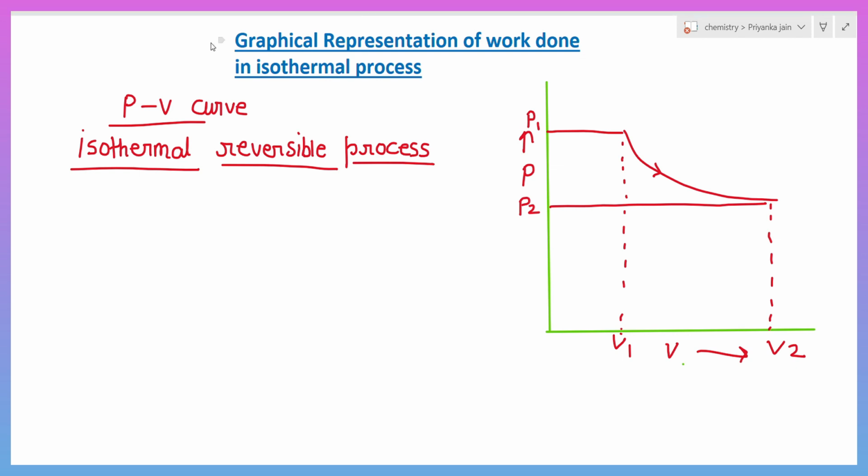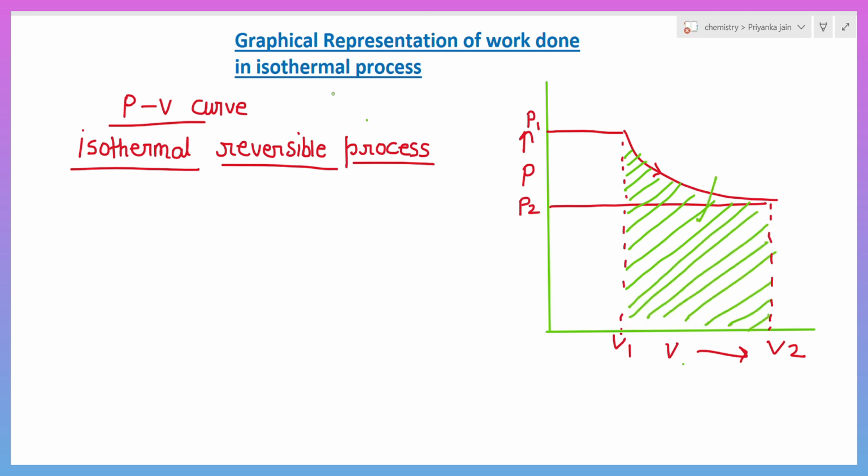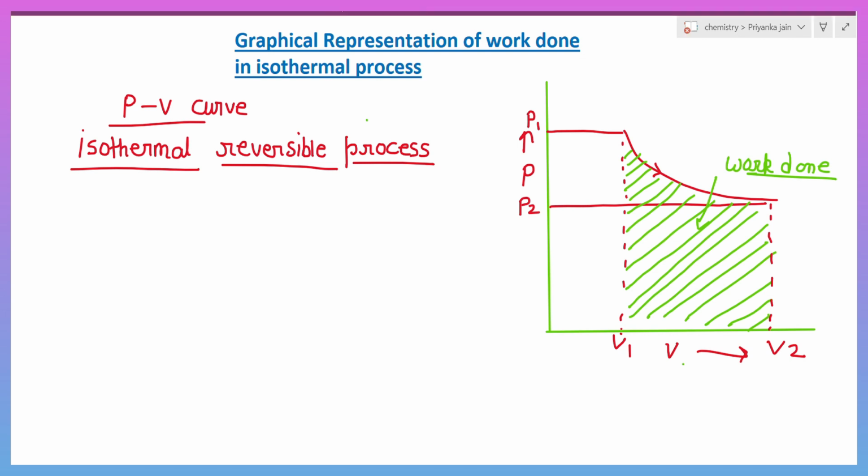The area under this curve, this area that we are showing by the green lines, is the area under the curve that you can see here. This area will denote the work done in this process, the work done in the reversible isothermal process. So if you are given any curve, you can find this area and calculate the work done. See here, I am showing you one example.